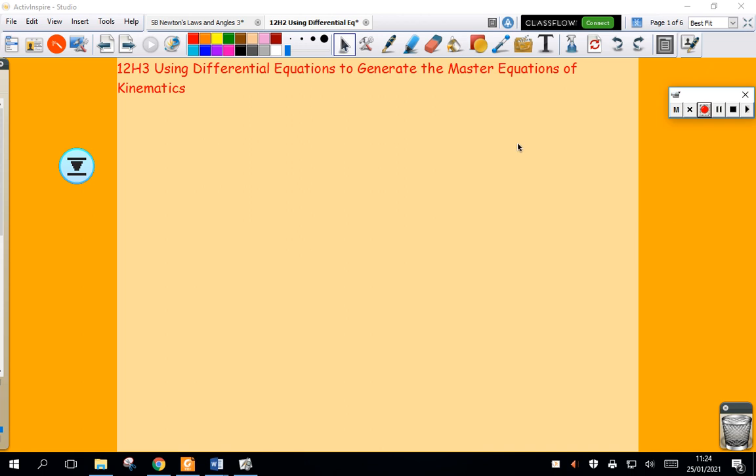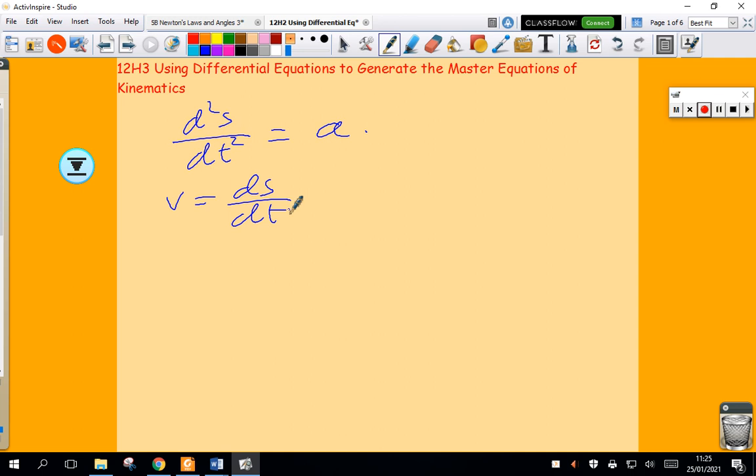Okay, in this class I'm going to use the differential equations again to generate the master equations of kinematics. And again, remember that the second derivative of displacement with respect to time is acceleration. And if I let v equal the first derivative of position with respect to time, which of course we know it is, then dv/dt is equal to d2s/dt squared.